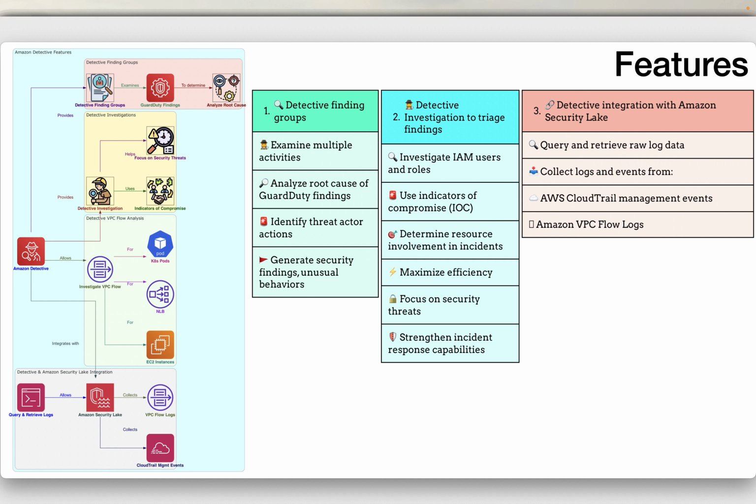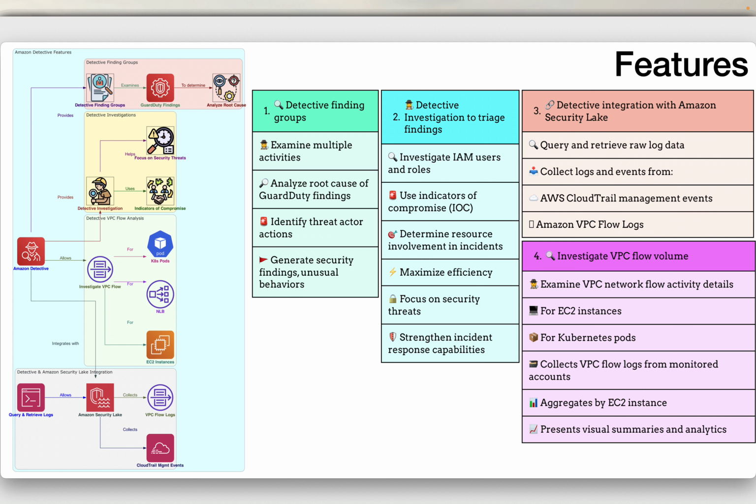Detective integration with Amazon Security Lake. So Detective integrates with Amazon Security Lake, which means that you can query and retrieve the raw log data stored by Security Lake. With this investigation, you can collect logs and events from the following resources, which Security Lake natively supports. So Security Lake has two native supports. One is AWS CloudTrail management events and Amazon Virtual Private Cloud VPC flow logs.